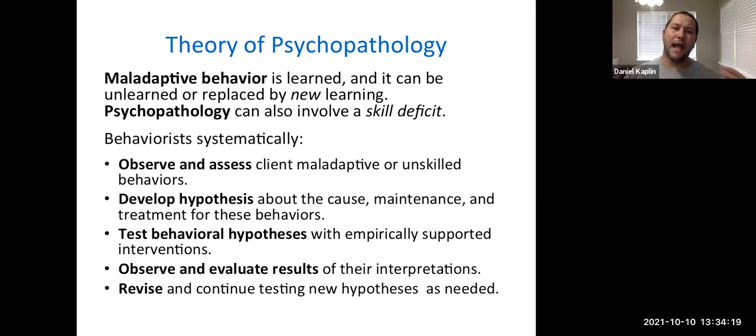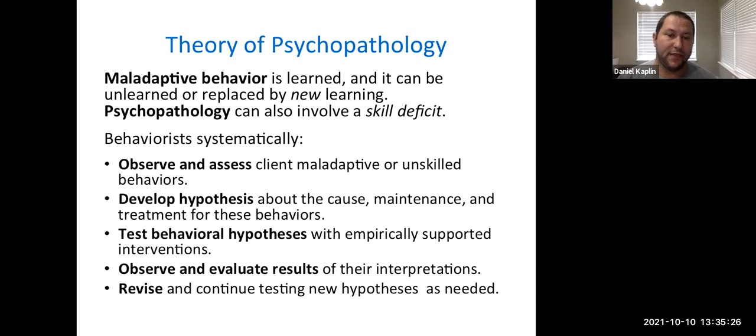Maladaptive behavior, in terms of a behavioral explanation for psychopathology, is learned. Psychopathology occurs when either you learn something that is not adaptive, or you don't learn something properly. So when behaviorists try to understand maladaptive behavior and psychopathology, the first thing you want to do is observe and assess what behavior is occurring and what skills they have. Then you want to develop a hypothesis as to the origin of the maladaptive behavior and what keeps it going. If you can identify the origin of the maladaptive behavior and what keeps it going, then you can develop treatment for that issue.